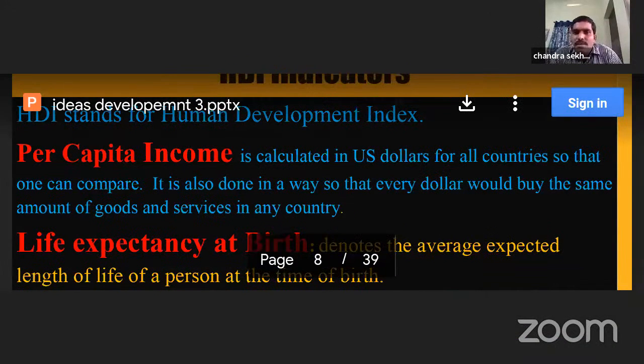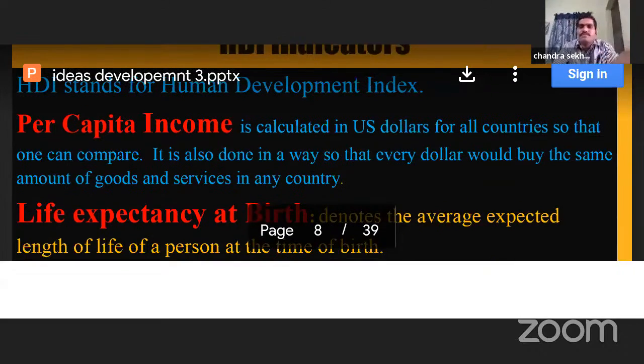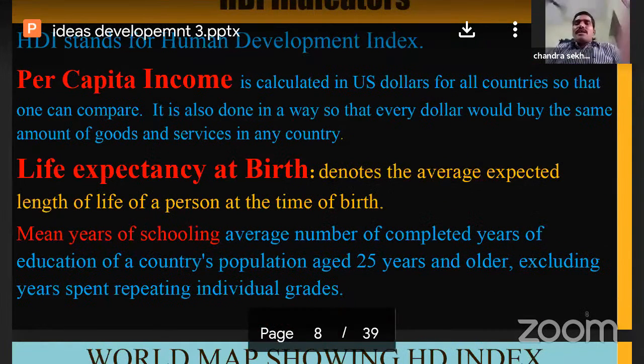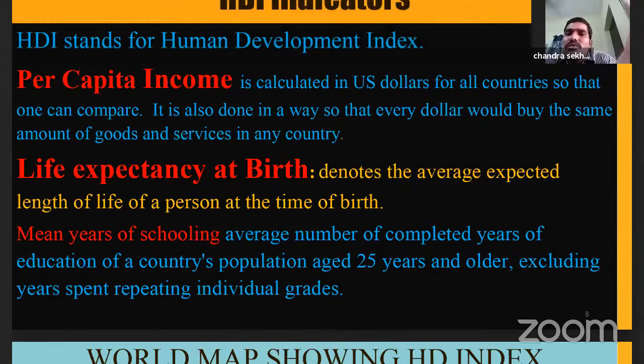Stands for Human Development Index. First one is per capita income. It is calculated in US dollars for all countries so that one can compare. It is also done in a way so that every dollar would buy the same amount of goods and services in any country. So, per capita income.